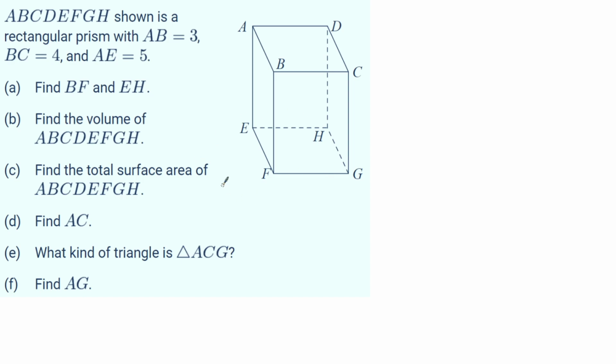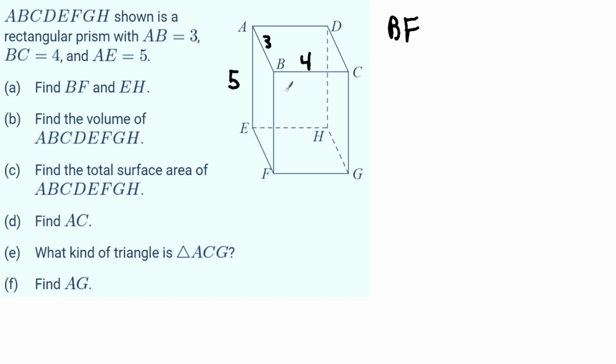So, in our object here, we have a prism. This prism has lengths AB equal to 3. So AB over here is 3. BC equal to 4, and AE equivalent to 5. Part A asks us, what is BF?